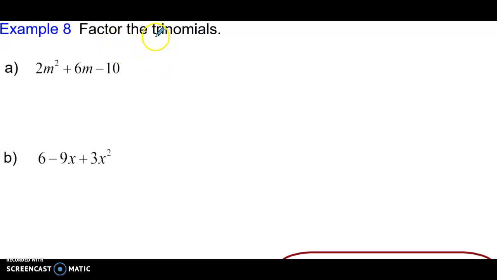In example 8, we're going to look at starting to factor trinomials now. So they're going to have 3 terms for us. Remember, our first rule of factoring is to find a GCF. We're going to look for numbers in every term in the expression and or letters in each of the terms in the expression. So for part A, I have 2, 6, and 10.